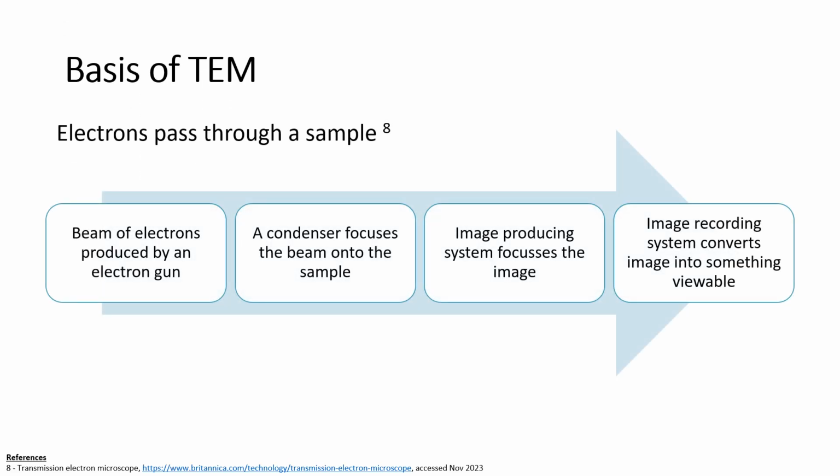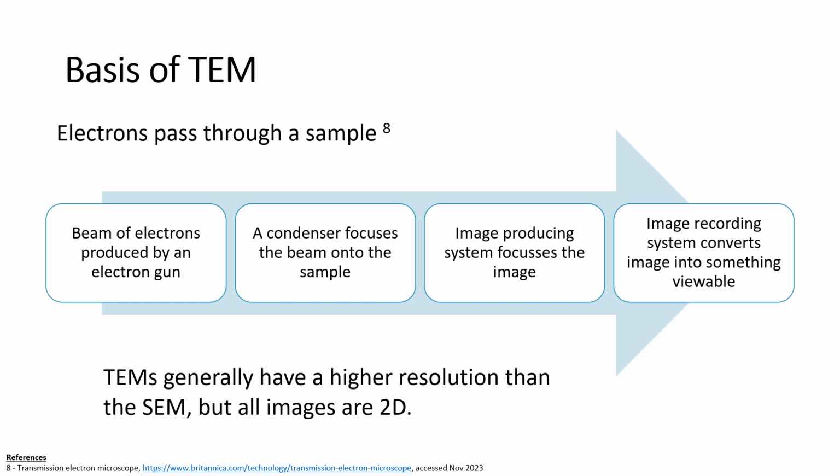Let's first look more closely at TEM. Firstly, a beam of electrons is produced by an electron gun, and this beam is focused by a condenser. An image producing system then focuses the image, and a complex image recording system, which usually involves a fluorescent screen and a digital camera, converts the image into something we can see and understand. TEM usually has a very high resolution, but it can only form 2D images.